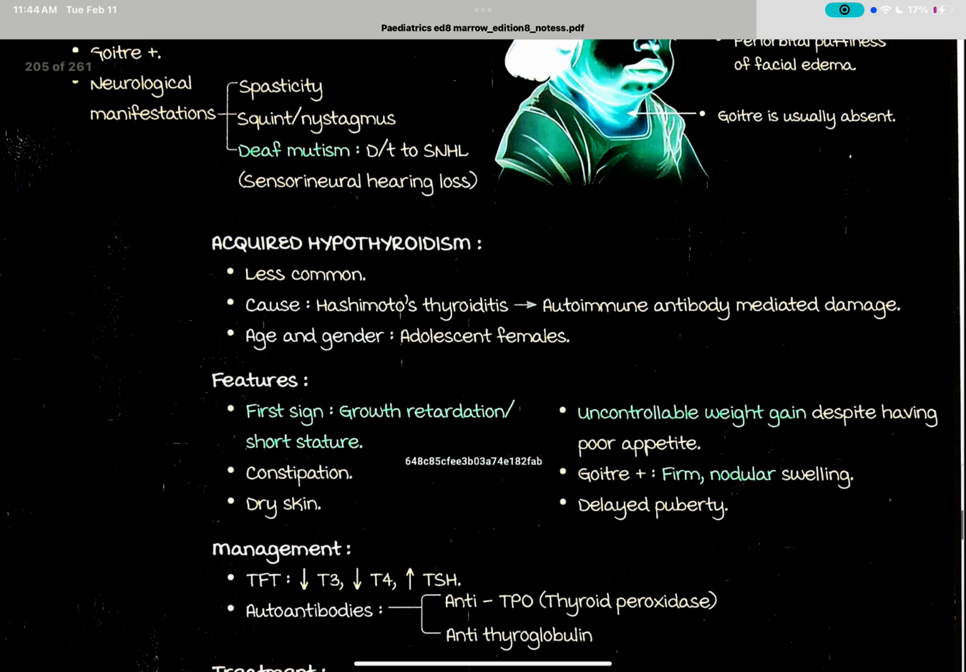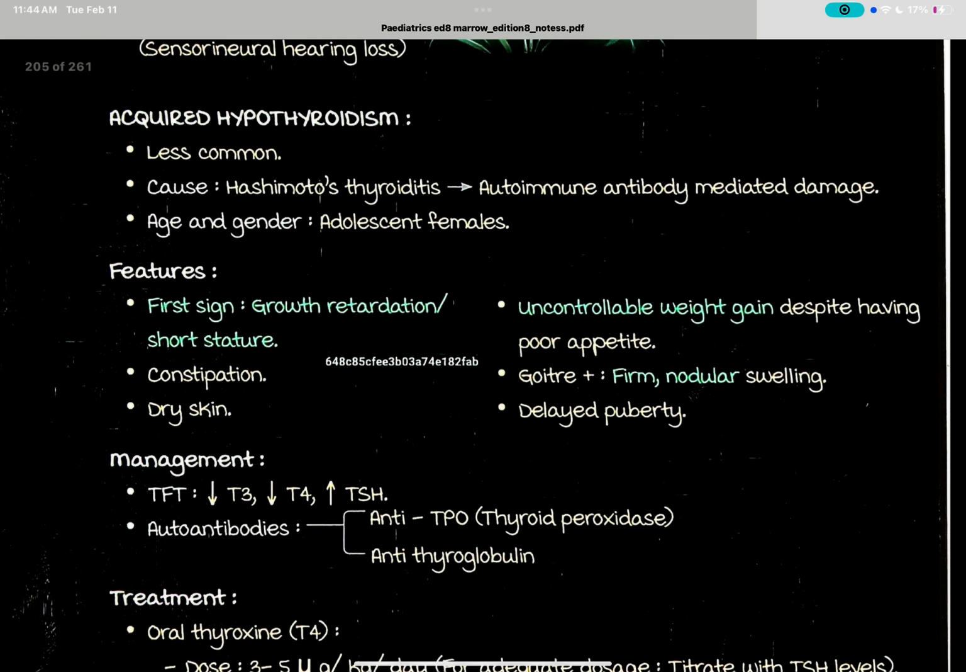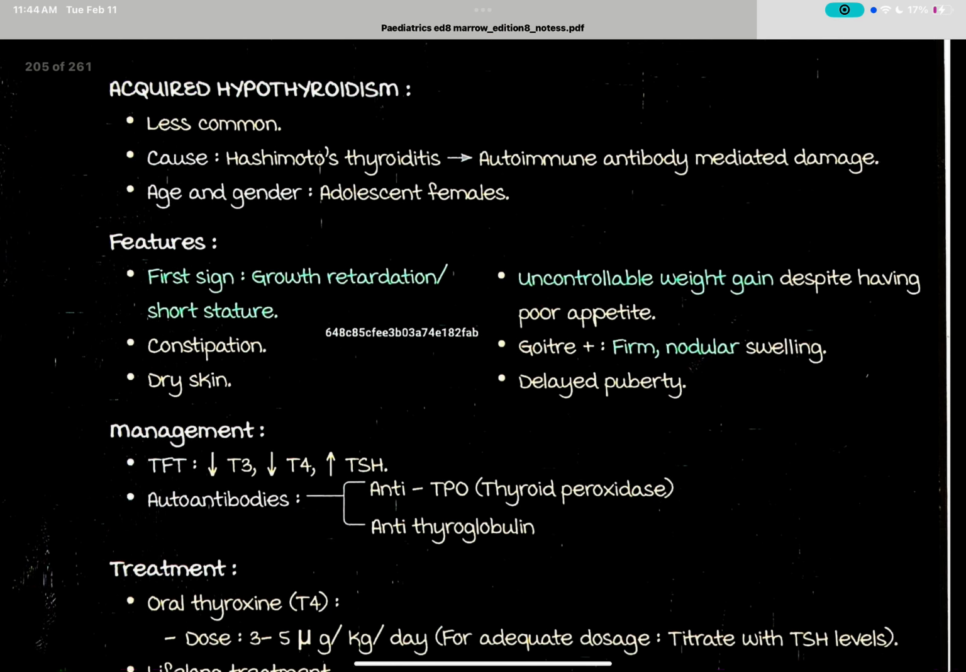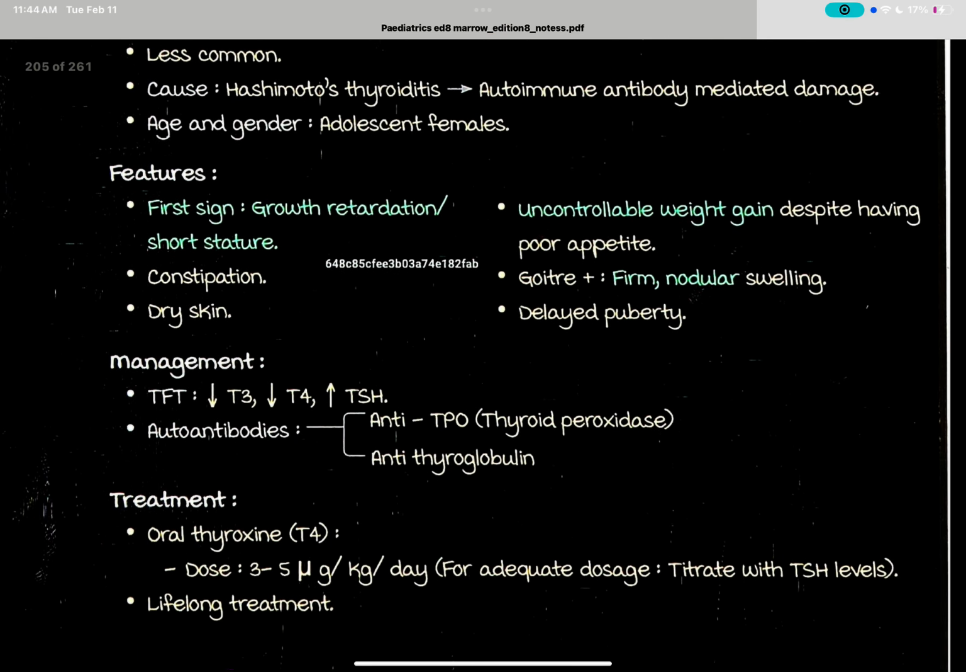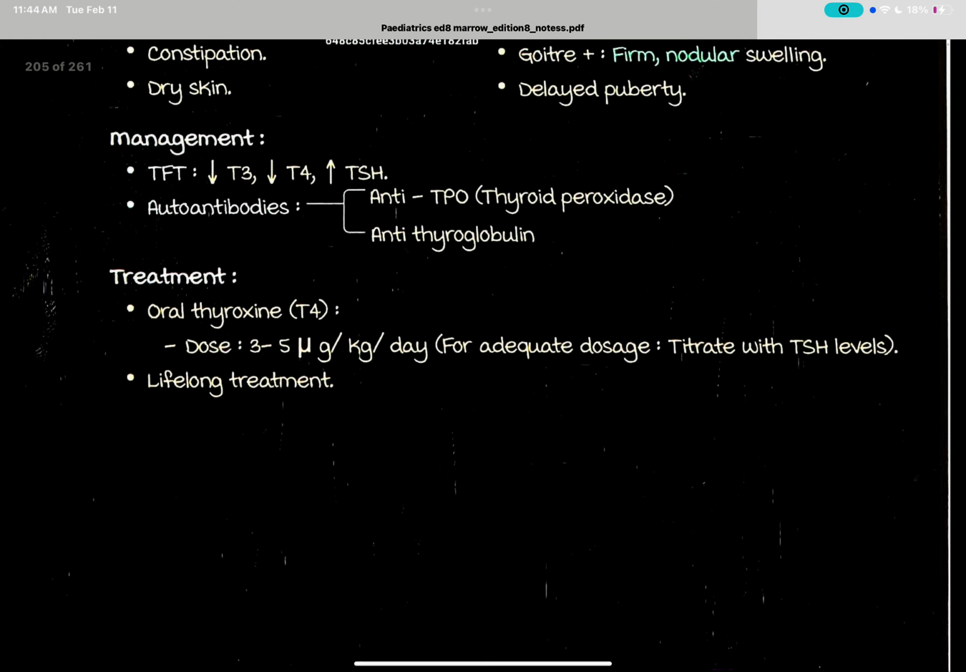Acquired hypothyroidism is less common. Cause: Hashimoto's thyroiditis, autoimmune antibody mediated damage, age and gender is adolescent females. Features: first sign is growth retardation and short stature, constipation, dry skin, uncontrollable weight gain despite having poor appetite. Goiter is present, may form nodular swelling, and delayed puberty.